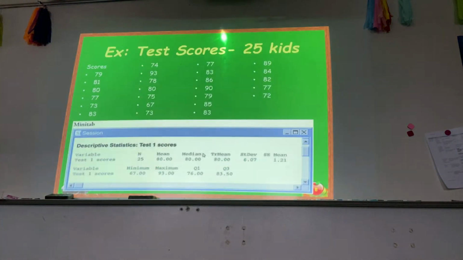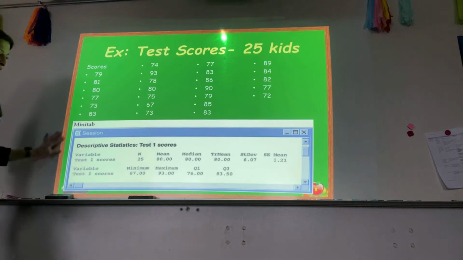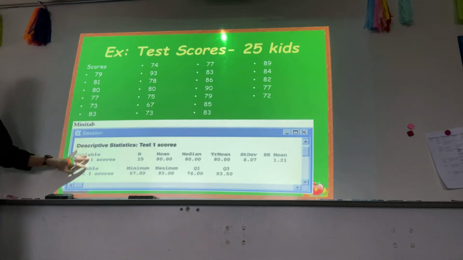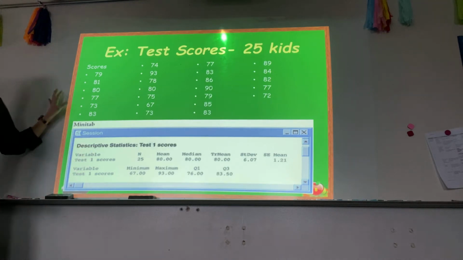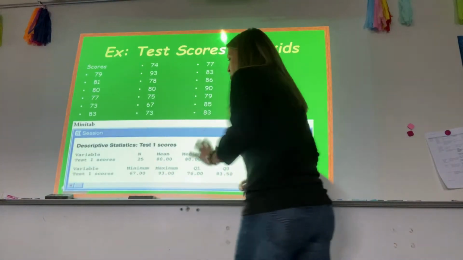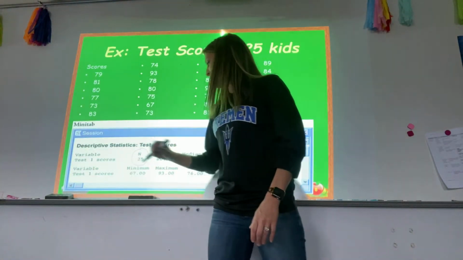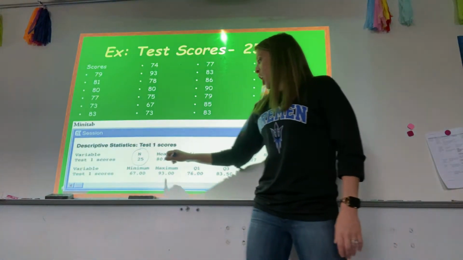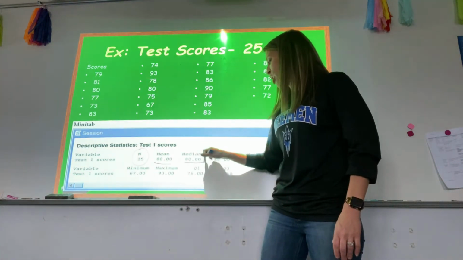And let's do a few examples. All right, here we go. We have 25 kids' test scores. I gave you a Minitab output. Don't forget how to read these computer-based outputs. Here's all the data right here. So this is our sample size, the number of observations we have. Our mean and our median are the same.